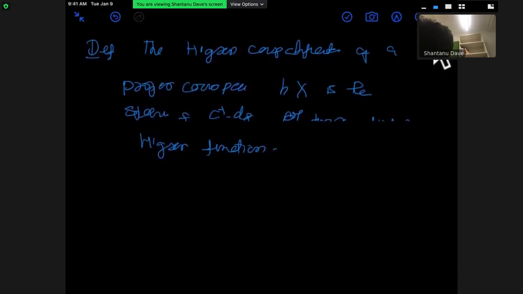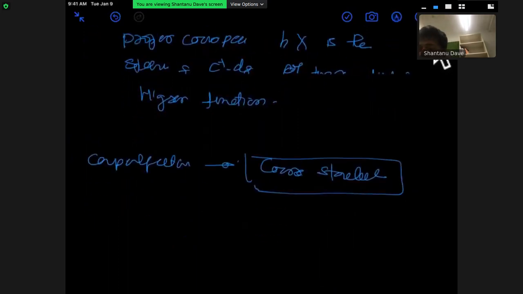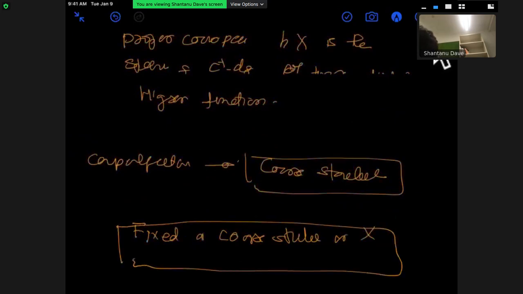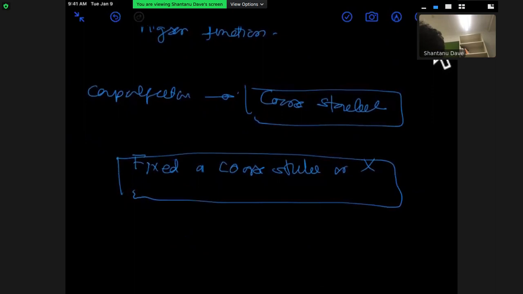Before I state it, we have gone from compactification to coarse structure. So I'm now fixing a coarse structure. So we have fixed a coarse structure on X. In some sense, we are only interested in compactifications that produce a finer coarse structure. So we want to look at all compactifications.